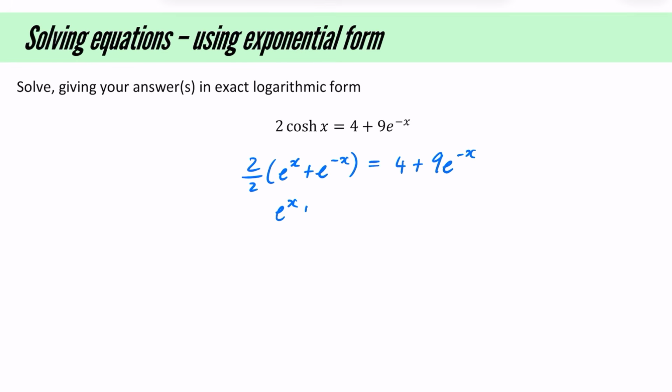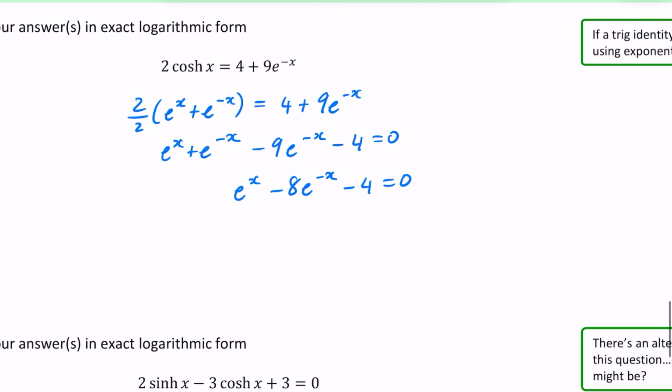So we have e to the x plus e to the minus x. I'm then going to say that we have minus 9 e to the minus x minus 4 equals 0. In other words, we have e to the x minus 8 e to the minus x minus 4 equals 0. Now, again, I think we're going to create one of these pseudo quadratics. So I'm going to multiply everything here by e to the x. So we get e to the 2x minus 8 minus 4 e to the x. Writing it in the more standard form, that's e to the 2x minus 4 e to the x minus 8 equals 0.